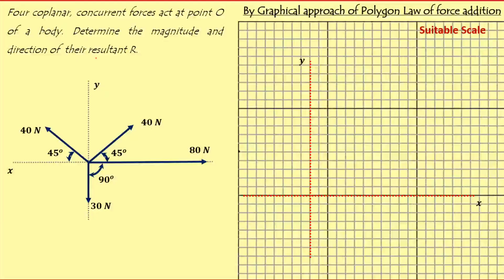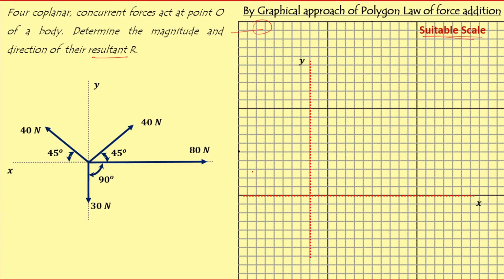To determine the resultant of these four vectors, we are using a graphical approach which is stated by the polygon law of force addition. Here again I'm using graph paper with a unit dimension, and the first step is to define a suitable scale. Because the unit of force is the Newton, and for the drawing we need to consider a proper scale of mm, centimeter or meter.